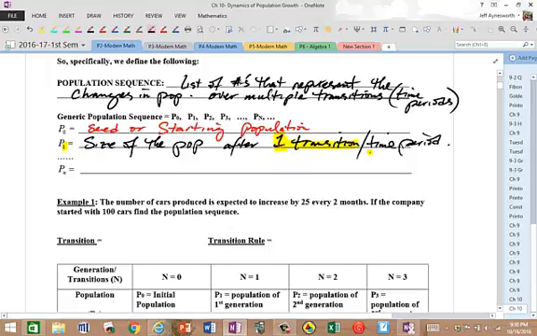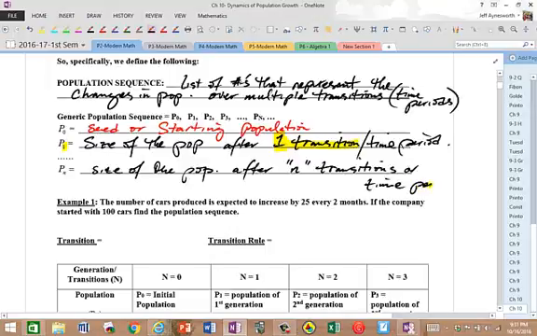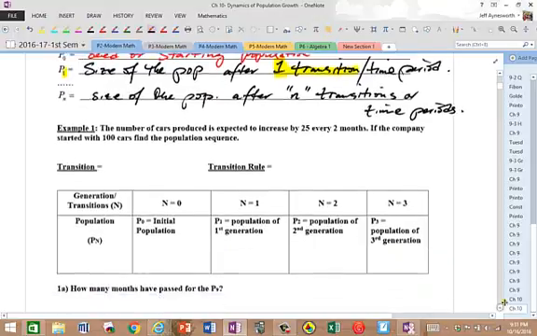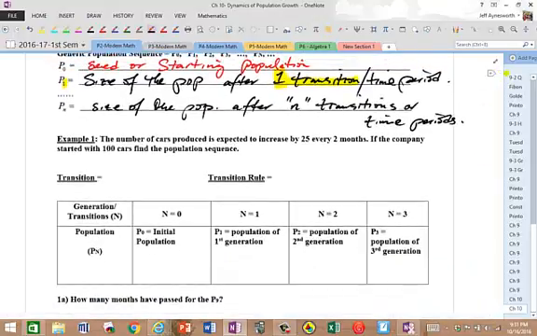And then after P sub 2, P sub 3, all the way to P sub n, it's the size of the population, okay, after n transitions. I'm just reiterating and specifically defining what I said earlier, okay, after n transitions, or you can say time periods. Okay, now understanding that, let's get into an example here, a real example. Simple, but real. All right, so you can make sense of this.